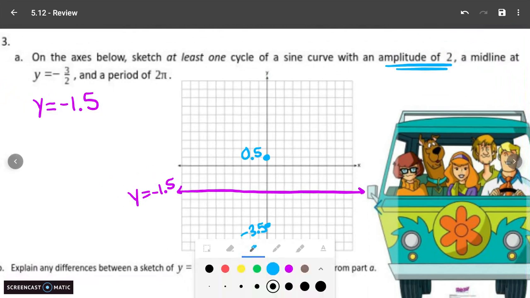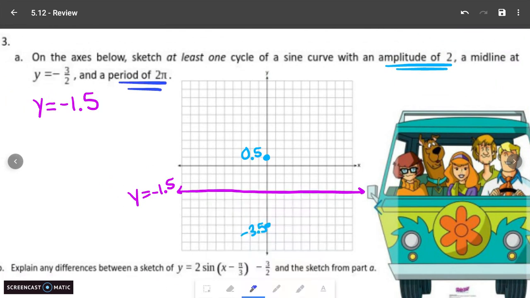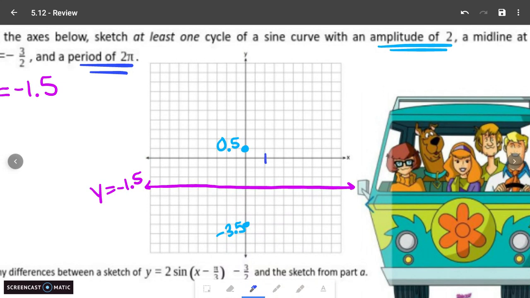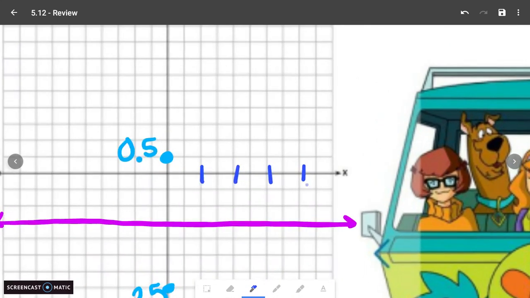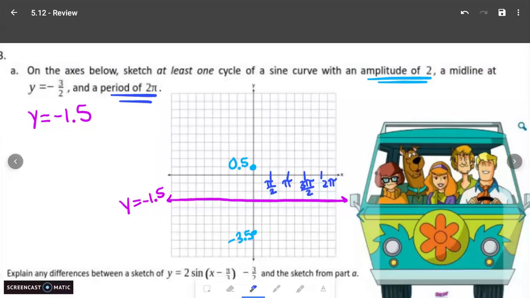The period is 2 pi, so it's a normal cycle for us. We know there's 4 important spots along the way that we have to hit. And if that's 2 pi, then I would have pi over 2, pi, and 3 pi over 2. So those are our ones that have not been shifted at all.